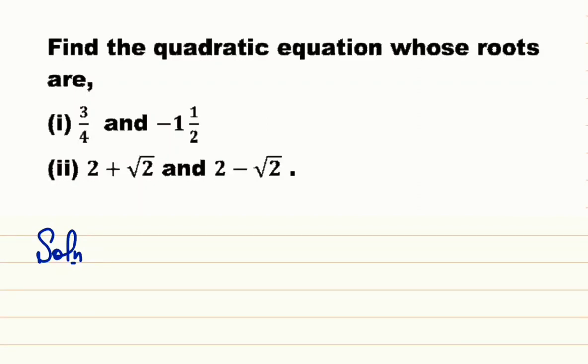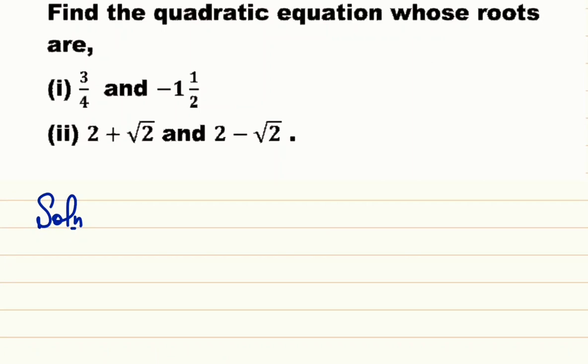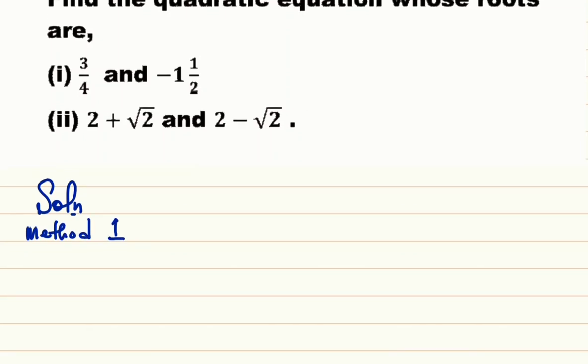Find the quadratic equation whose roots are Roman figure 1 and Roman figure 2. So we'll move straight to the solution now. I'm going to use two methods. I'll start with the first method, method 1.